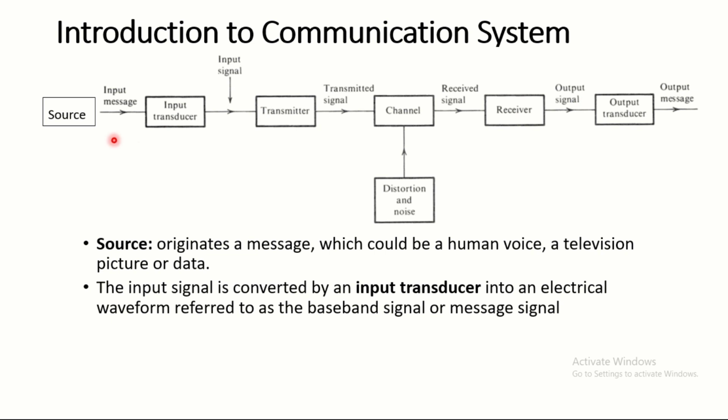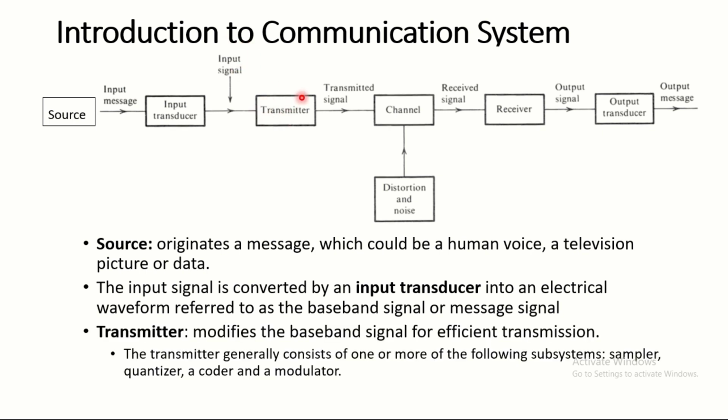Similarly, if the source is a computer, then this input message will be made of zeros and ones, and zeros and ones are not transmittable directly. So in that case, this input transducer will convert the zeros and ones to appropriate electrical waveforms, and these electrical waveforms are then called input signals. These input signals are then transmitted over the communication system. These input signals here are also called baseband signals or message signals. So here we have the input message, this is the input signal, and this signal is also called the baseband signal.